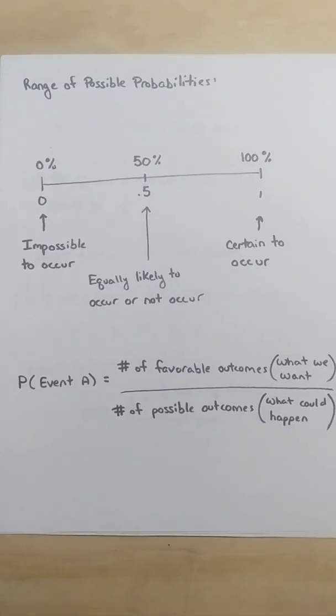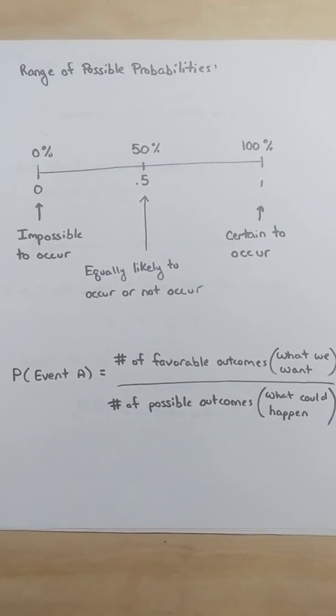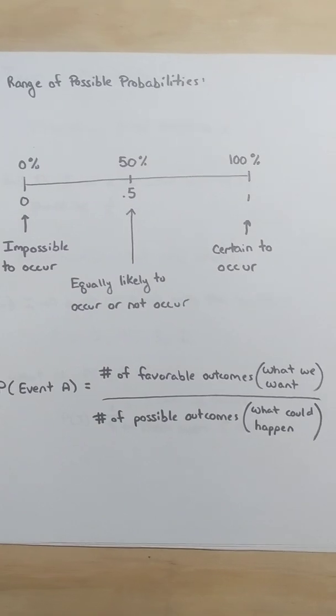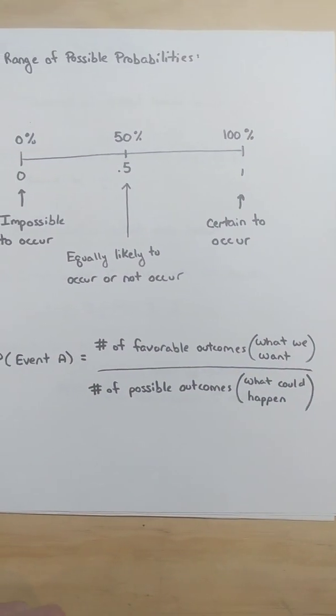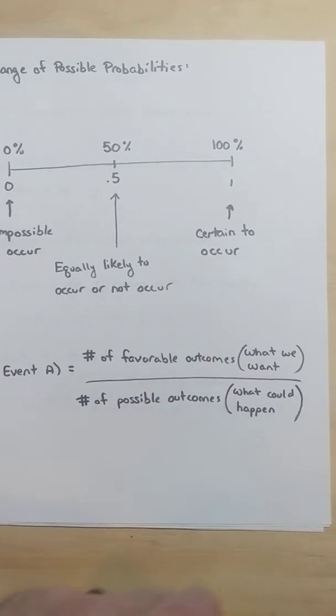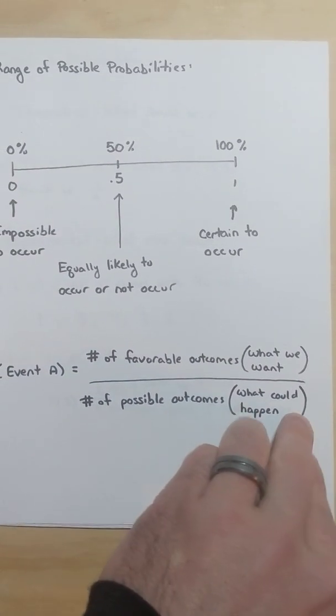The formula to figure out the probability: the probability of event A, you take the number of favorable outcomes, so that's what we want to happen, and we divide it by the number of possible outcomes. So everything that could happen.